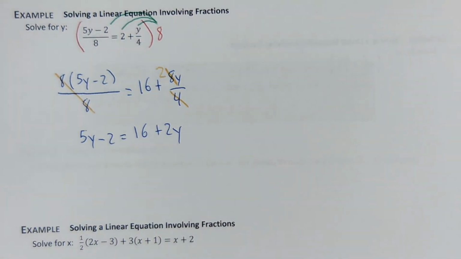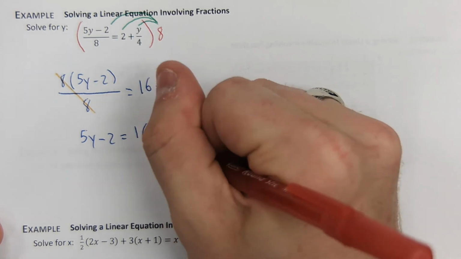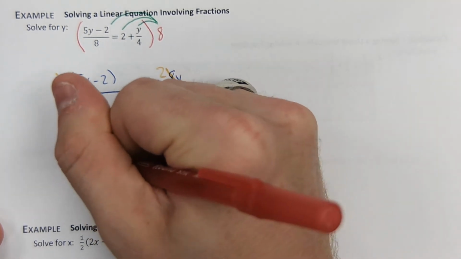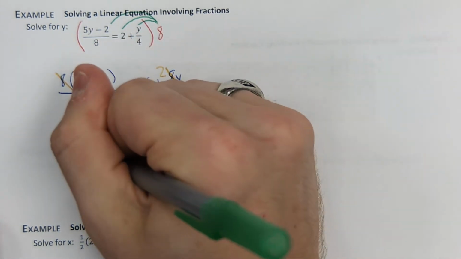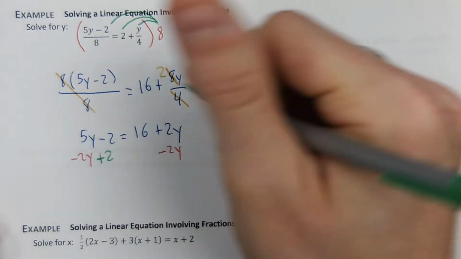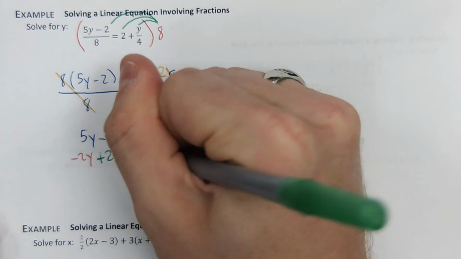And now it's legitimately an algebra 1 question. Get all of the y's to one side and all of the non-y's to the other side. Just like I said before, if I can, I try to avoid negative numbers in front of my variables so I don't have to divide by negatives. So I will move the 2y to the left, and at the exact same time, trying to save time and space, I will move the 2, which will become positive 2, to the right side.